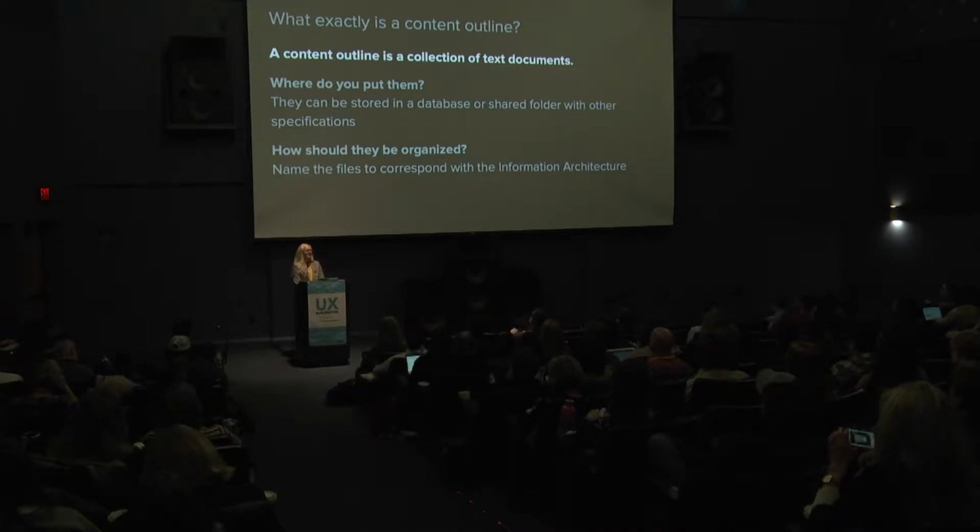But what is the actual output? In essence, a content outline is a collection of text documents. You can store them in a database if you have other specifications that you keep together in one spot, or really anywhere that anyone from the design or technical team can access a folder with all those files. I found that the best way to organize them is to have some kind of codification that corresponds with the information architecture. So if you have a section A, then you can have a content outline for section A 1.1.